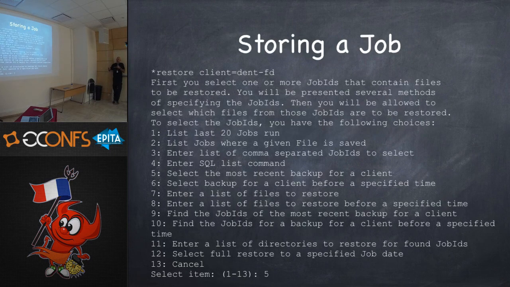When you go to restore a job, you get a dozen different choices. The ones that you probably use the most are to enter a list of files to restore, or to select a backup for a client before a specified time. Sometimes it's number 5, but you just pick the one you need and go from there.